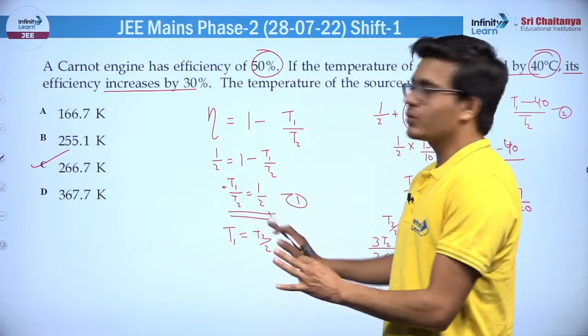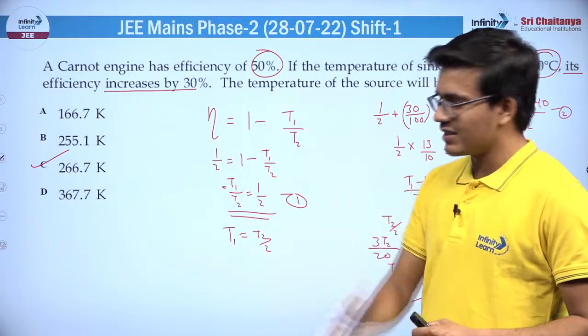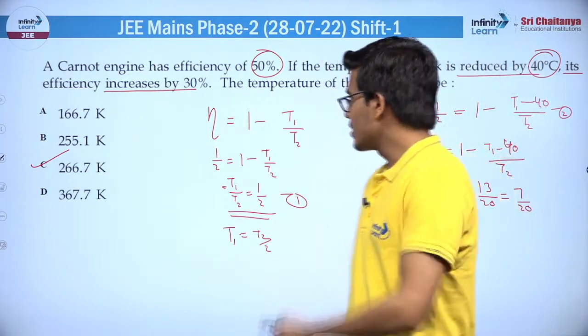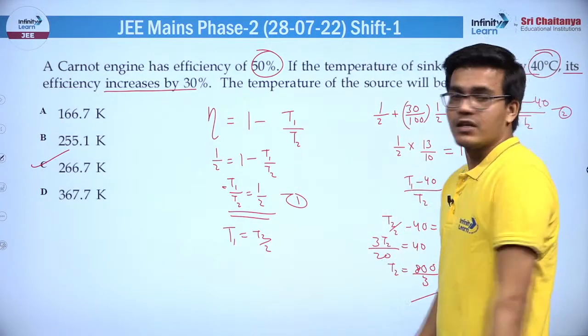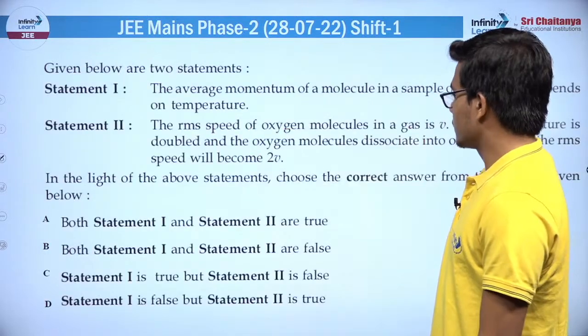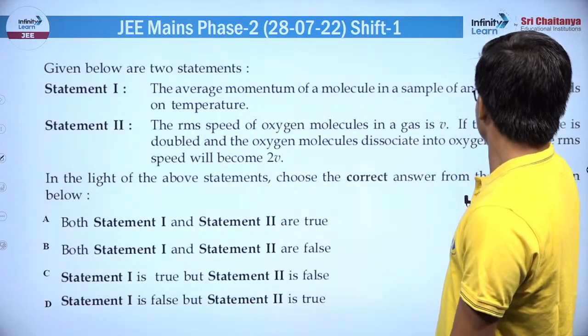So from the Carnot engine efficiency formula, JEE Mains is asking in every attempt, in every year. So definitely it is a very important thing to notice, right? Moving to the next question from KTG, I guess.